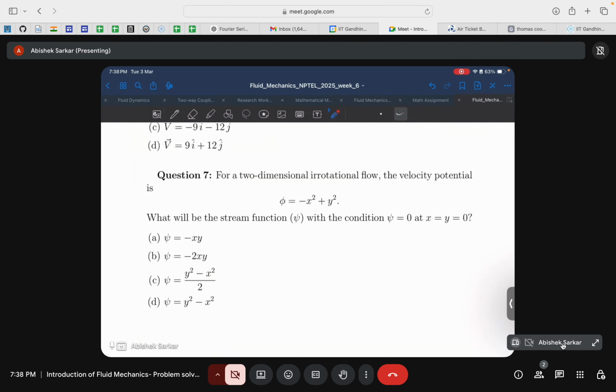So from the given velocity potential, you need to find the corresponding value of the stream function, given that psi is equal to 0 at x and y equal to 0.